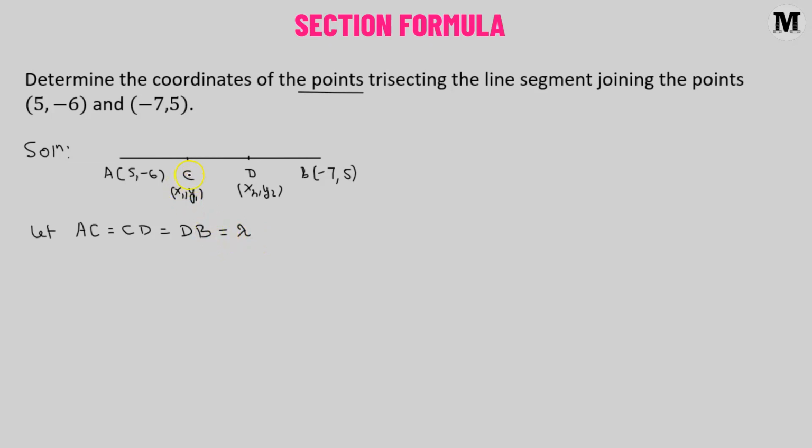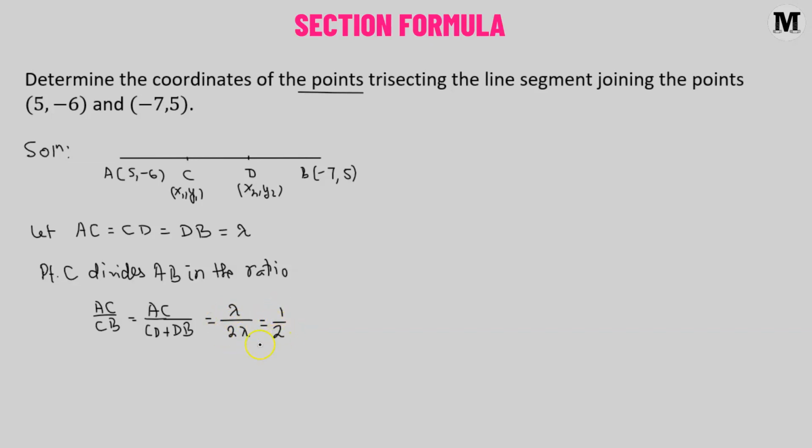Now we begin by first finding the coordinates of point C. Clearly, C is dividing the line AB in a ratio. So let's write it down. Point C divides the line AB in the ratio AC to CB. AC we keep as it is. CB can be broken down as the sum of CD plus DB. AC is lambda, and CD plus DB is lambda plus lambda, so that's 2 lambda. Lambda gets factored out, and we have the ratio 1:2. So the point C divides the line AB in the ratio 1:2.